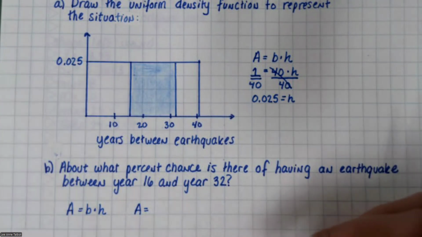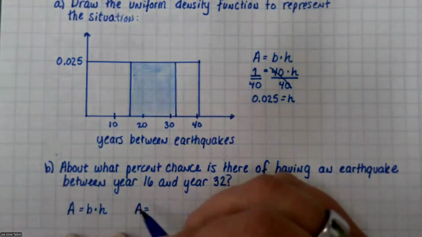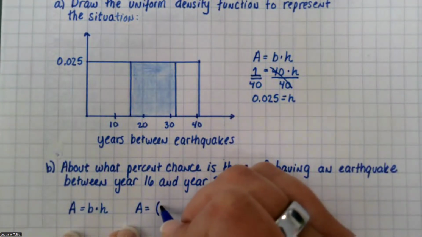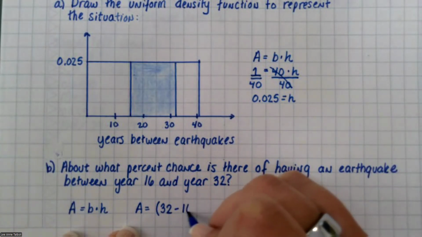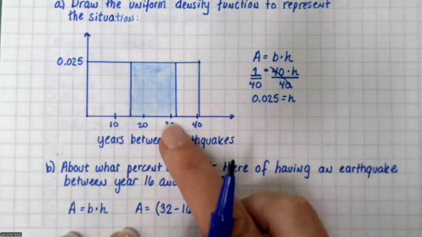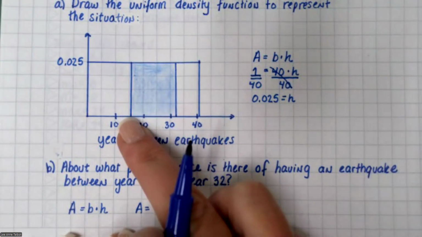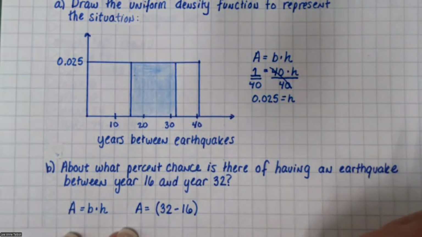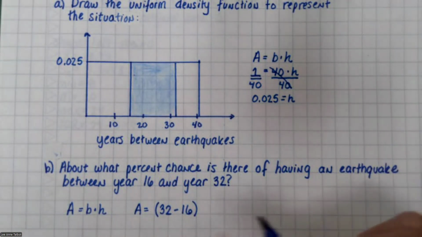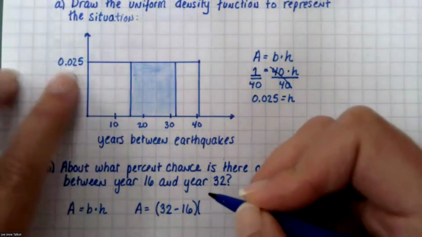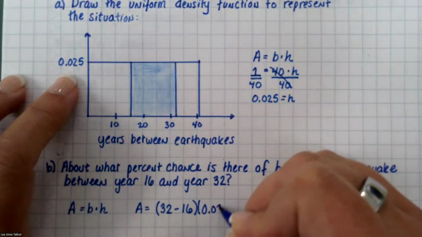Mental math in the morning. Okay, I don't really know. I mean, I do know, but for the case of notes, I'm going to put 32 minus 16. I'm just going to say far minus near, basically, because I'm going to type this in the calculator. And then the height is 0.025.